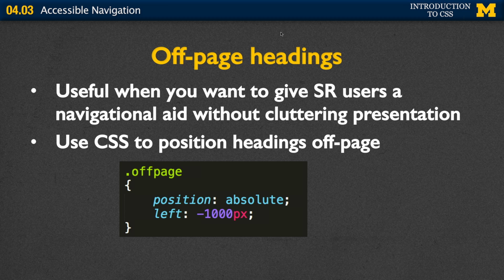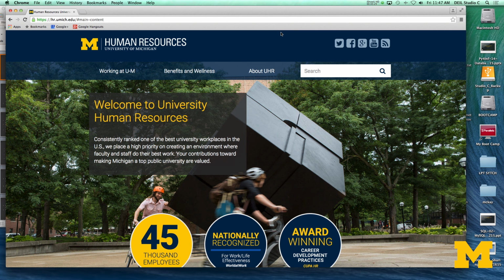We're going to use styling sheets to basically set something off page. We've given it the name of off page, and we said, hey, I want to place this in a position absolute off to the left by 1,000 pixels. So you'll know that that's pretty far off. I have here the University of Michigan Human Resources page. And if you look up near the top, there's really nothing there up here in the top corner.